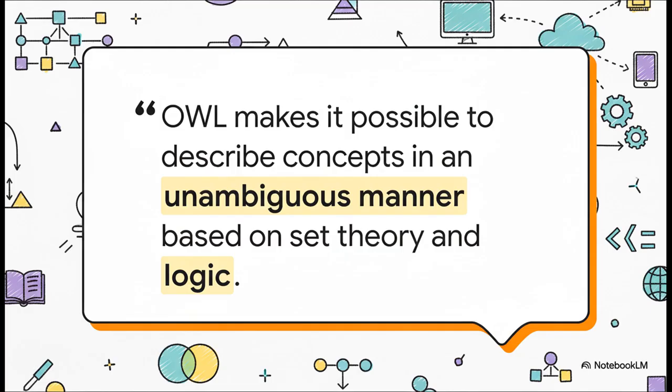OWL takes it to a whole other level. It's a much, much richer language that lets us define these really complex concepts and relationships. And then it lets this special piece of software called a reasoner analyze our data, look for any contradictions, and even discover totally new facts that were only ever implied.